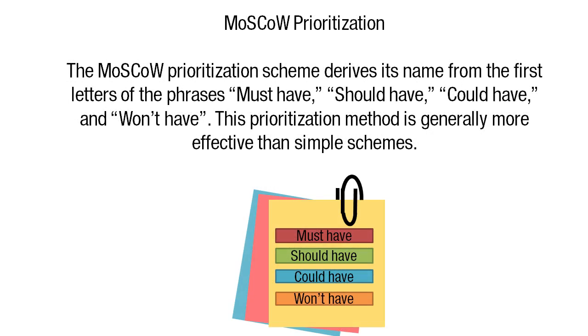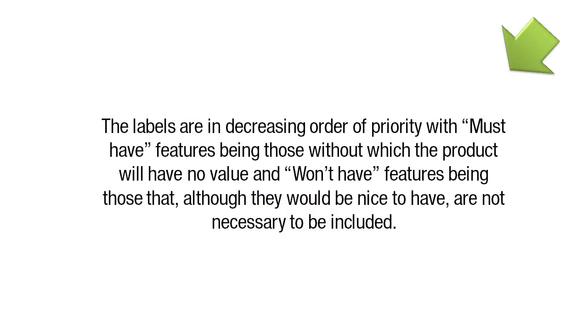Next is MoSCoW prioritization. The MoSCoW prioritization scheme derives its name from the first letters of the phrases must have, should have, could have, and won't have. This prioritization method is generally more effective than simple schemes. The labels are in decreasing order of priority, with must-have features being those without which the product will have no value, and won't-have features being those that, although they would be nice to have, are not necessary to be included.